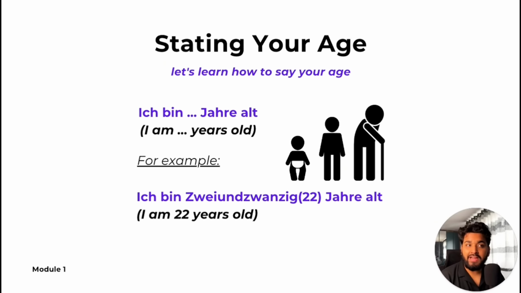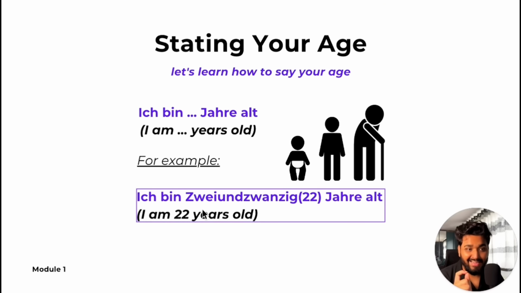So, stating your age. How do you say your age in German? Let's learn how to say your age. Ich bin ... Jahre alt. You say ich bin ... Jahre alt means I am ... years old. In this gap, you will put your age, yeah? For example, ich bin 22 Jahre alt. I am 22 years old. Ich bin is for I am and Jahre alt is for years old. In between, you will just put your age. For me, it's ich bin 22 Jahre alt.